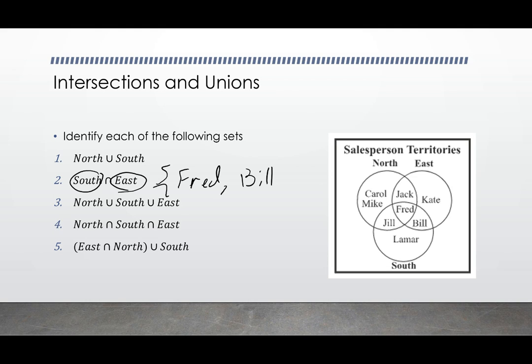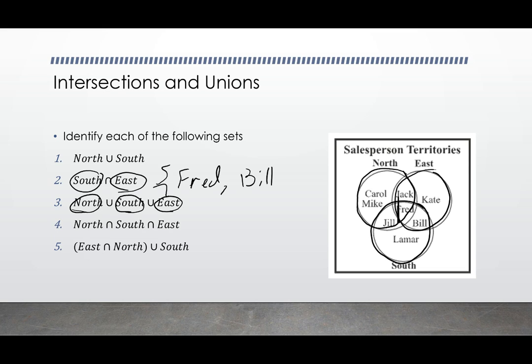All right, so north, union, south, union, east. So bringing all of north with all of south with all of east. So it's everything in north, with everything in the south, with everything in the east. So that's literally every single name. Because it's not the intersection. It's not where they all overlap. If it was the intersection, that'd be different, which is the fourth one, which we'll get to in a minute. But the union is just all the ones in north.